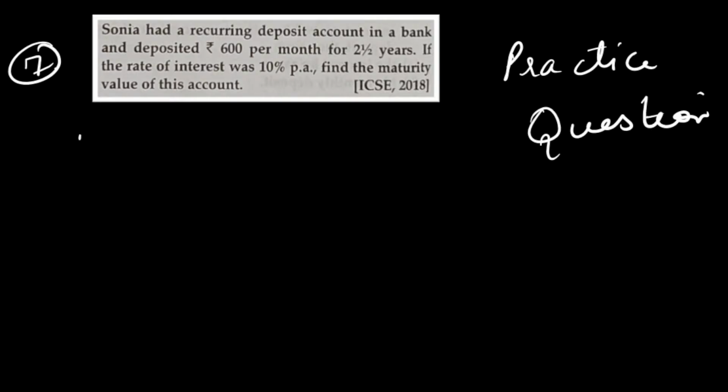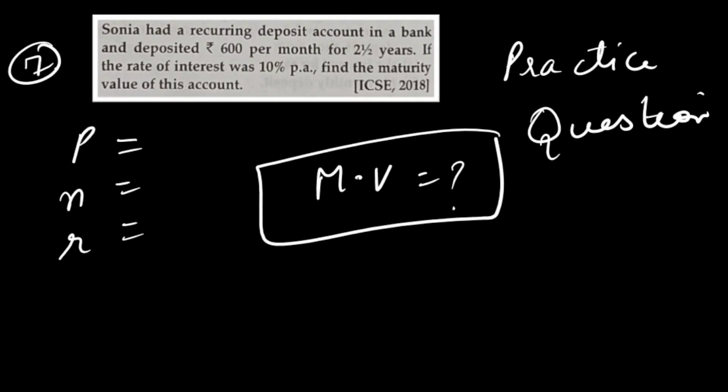Why? Because in this one P is given to us, N is also given to us, and R is also given to us. What we have to find is the maturity value. This type of question we have done in today's class, where these three things are given and we have to find the maturity value. So easily we can solve it now. Question number 7, you can post the answer after solving. So this is the answer. Take the screenshot so that we can do the next question.